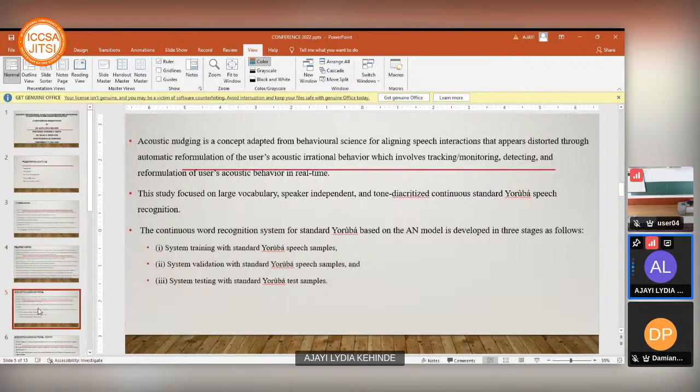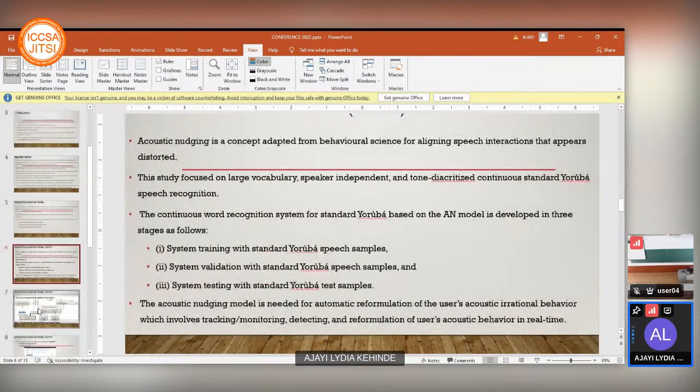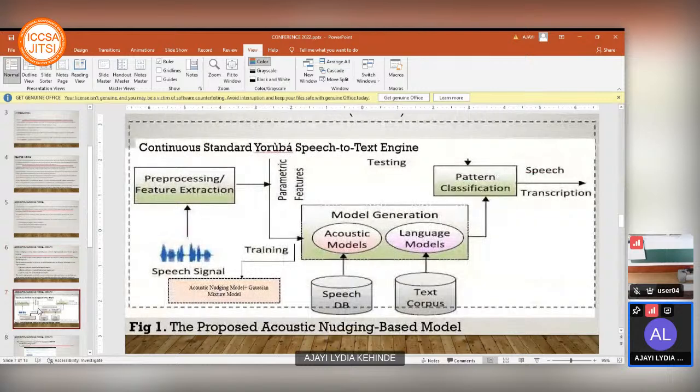Talking about acoustic nudging, which is our model, it is a concept derived from behavioral science, which involves automatic reformulation of irrational user acoustic behavior, involving tracking, monitoring, detecting, and reformulation of user acoustic behavior in speech data. This study is going to focus on a large vocabulary, speaker dependent, and tone diacritized model. And this is our proposed acoustic nudging based model.